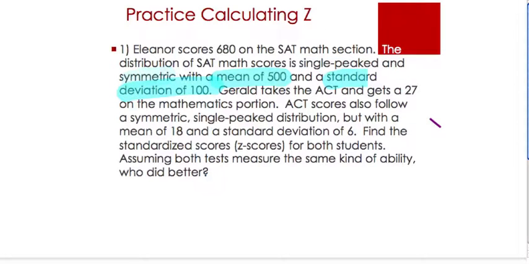Okay. Gerald takes the ACT and gets a 27 on the mathematics portion. ACT scores also follow a symmetric single-peak distribution, but with a mean of 18 and a standard deviation of 6. We want to find the standardized scores, in other words the z-scores, for both students, and then assuming both tests measure the same kind of ability, we want to know who did better. So I'll start down here with Eleanor.